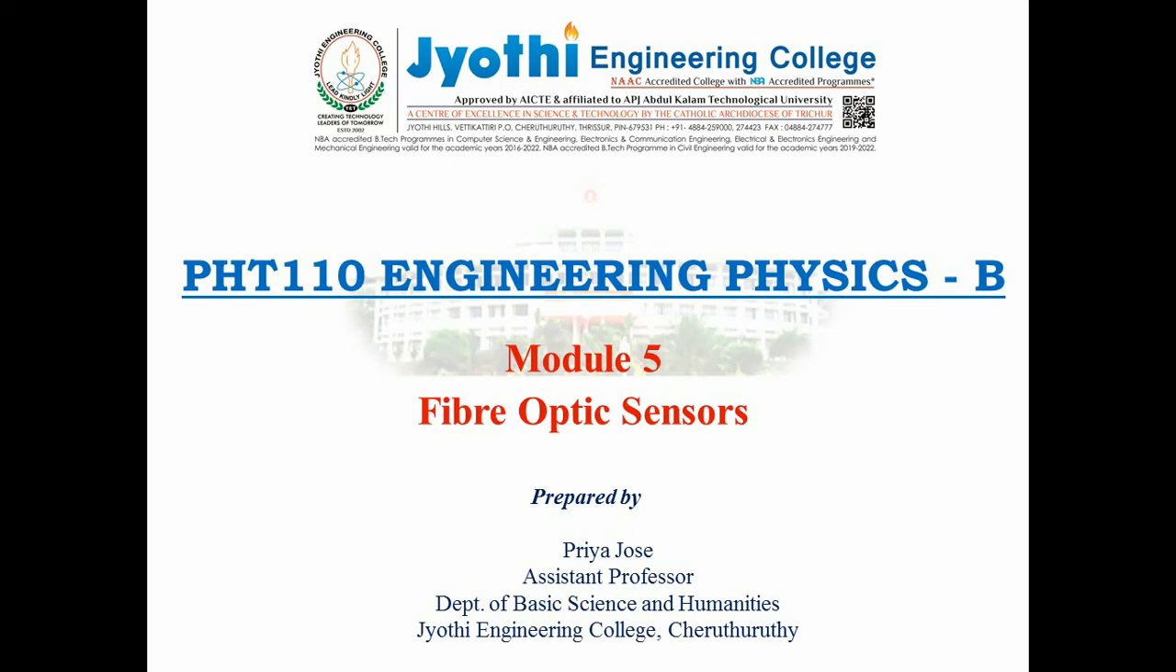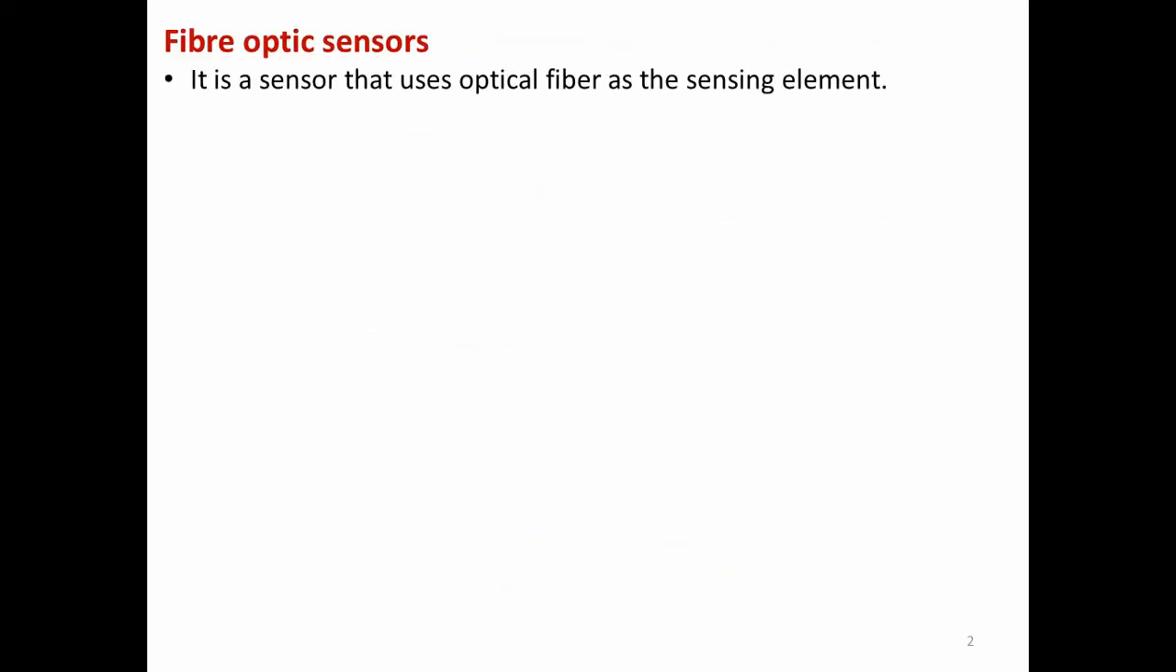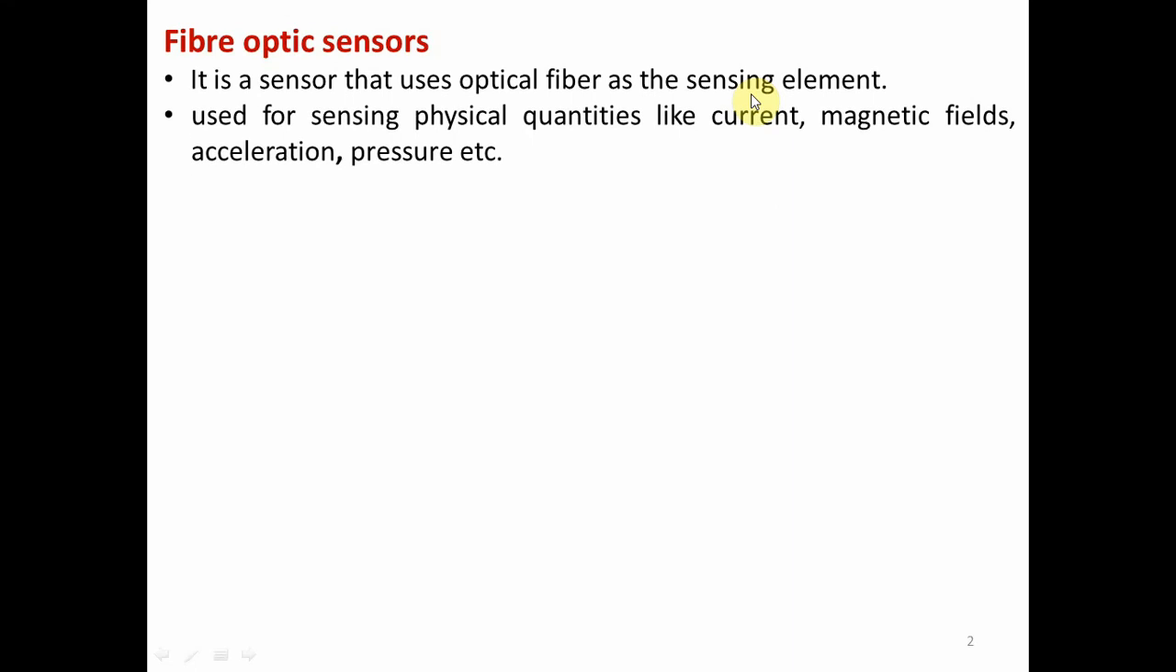Today I will discuss fiber optic sensors. This is a topic from Module 5 of Engineering Physics B for the S1 or S2 B.Tech program. Fiber optic sensors. It's a sensor that uses optical fiber as a sensing element. They are used for sensing physical quantities like current, magnetic field, acceleration, pressure, etc.